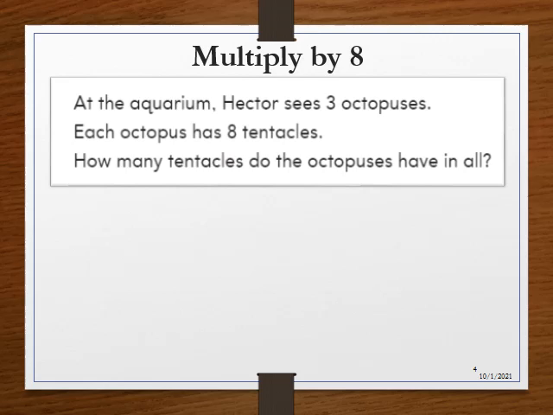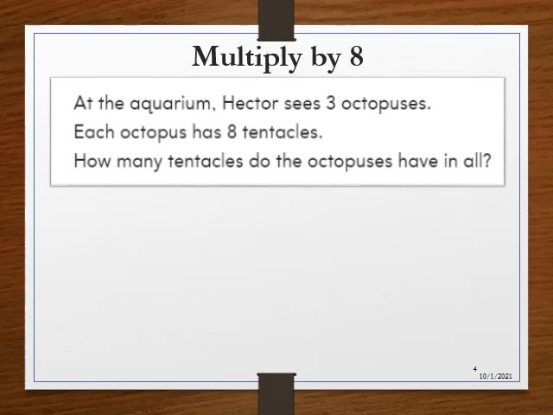So let's read together. At the aquarium, Hector sees 3 octopuses. Each octopus has 8 tentacles. How many tentacles do the octopuses have in all? So we all have to remember, when do we use multiplication and why do I have to use multiplication?